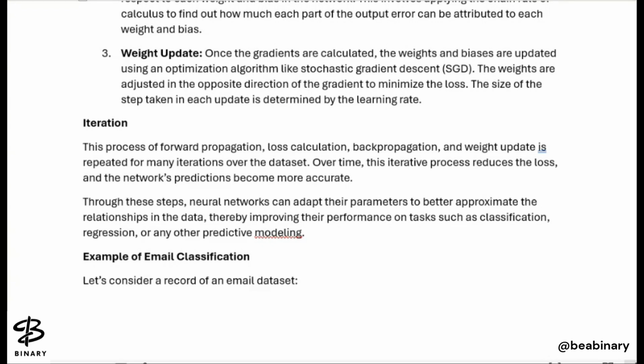When we are talking about the iteration, we are talking about the forward approach. This process of forward propagation, loss calculation, backpropagation and weight update is repeated for many iterations over the dataset. Once the forward propagation is done and the output is generated, the loss calculation is done. If there is any loss, the backpropagation is done, and according to that the weights get updated. Again and again these steps get repeated over many iterations. Over time, this iterative process reduces the loss, and the network's predictions become more accurate.